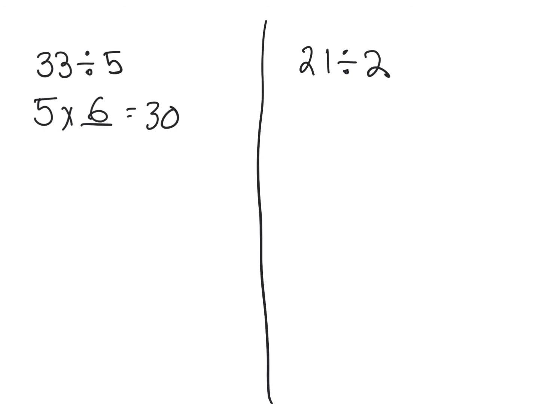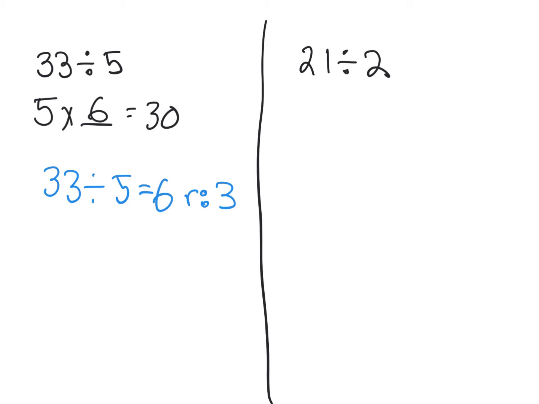And that is true. So we can now think about 33 divided by 5 being 6 because 5 times 6 is 30. Then we think to ourselves, how close is 30 to 33? It is 3 away, so we have a remainder of 3. There are 3 leftovers if we split 33 into 5 equal groups. There are 6 in each group with 3 leftovers.